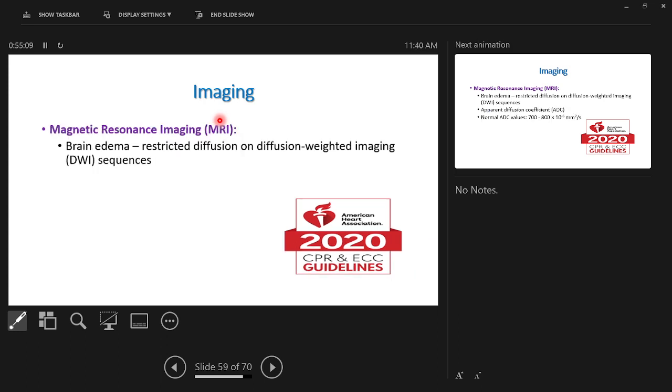Then regarding the MRI, we can do diffusion weighted imaging, where we can find the apparent diffusion coefficient, which will decrease in case of post cardiac arrest due to edema.